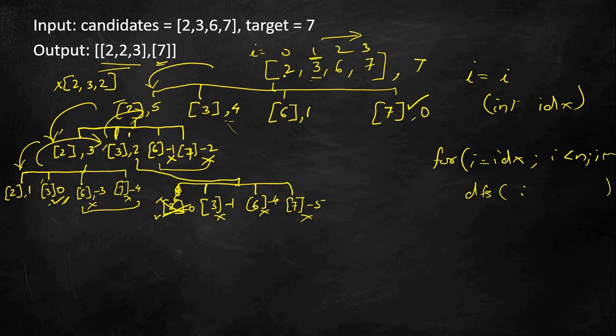Now here, since we are doing it for each and every number again and again, it starts with 2. So in the branch of 2, it will start with all the numbers 2 3 6 7, so index 0 till n minus 1. Similarly if it is 3, then it will start with that index till the end. So it will go on doing it this way.